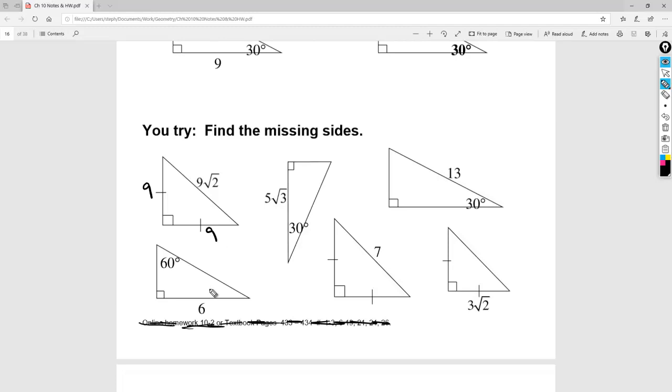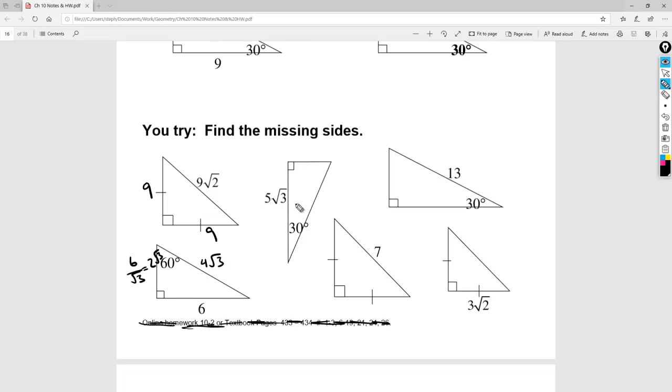Right, next one. I have my longer leg as 6, so this must be a 30, 60, 90. So I know that 6 divided by the square root of 3, or if I multiply by the square root of 3, that'll give me 2 root 3, is my shorter leg. Double that is 4 root 3.